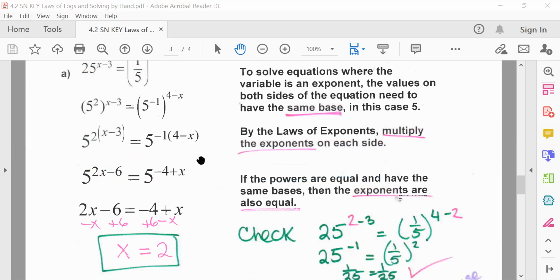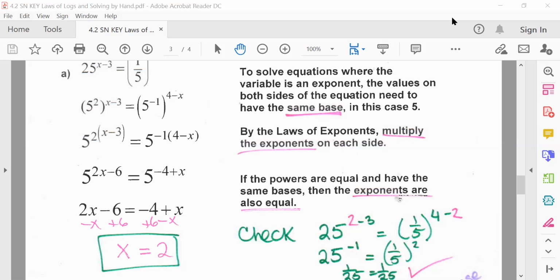Okay, you can check this by plugging into the original problem, 25 to the x minus 3. So that's 25 to the 2 minus 3, or 25 to the negative 1, which is 1 over 25. Then 1/5 to the power of 4 minus x. So 1/5 to the 4 minus 2, or 1/5 squared, which is 1 over 25 as well. Okay, any questions on how that worked?